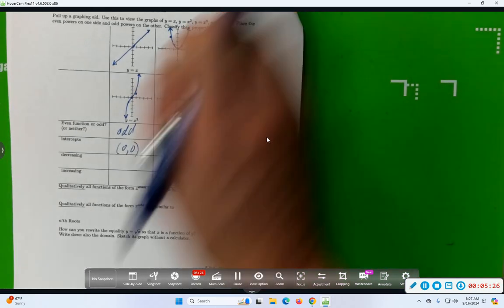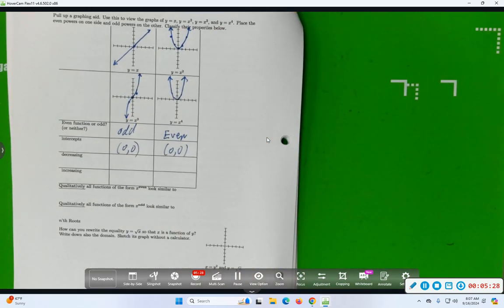Where are these things decreasing? And let's still go left to right. Look at those odd power functions. Where would you say those things are decreasing? Are they ever decreasing? Yes. There. So remember, decreasing means as the x values go up, the y values go down.